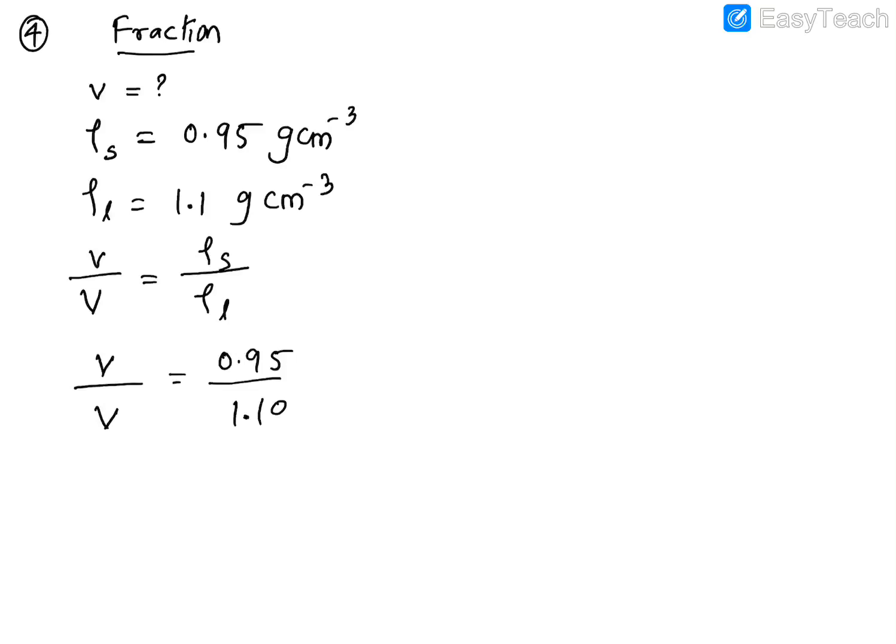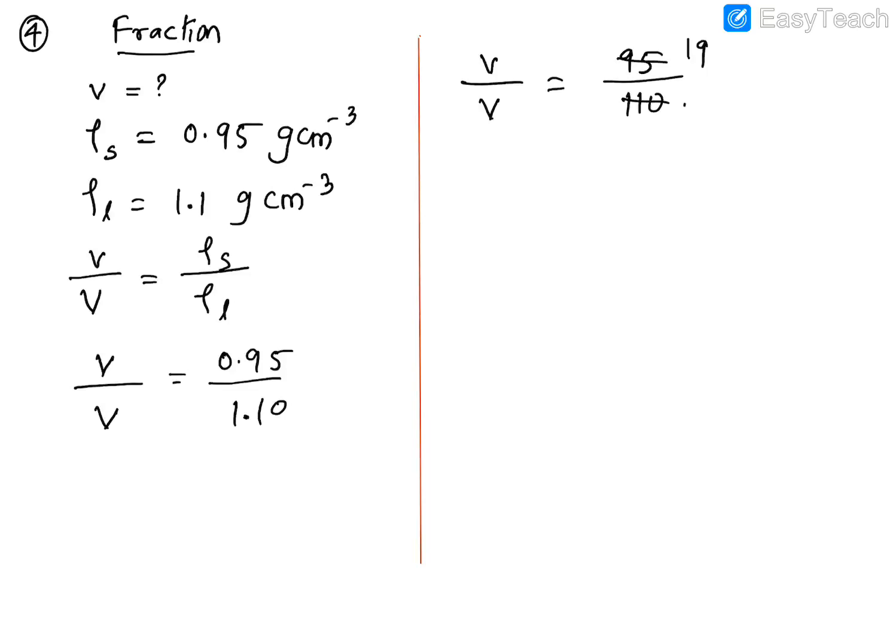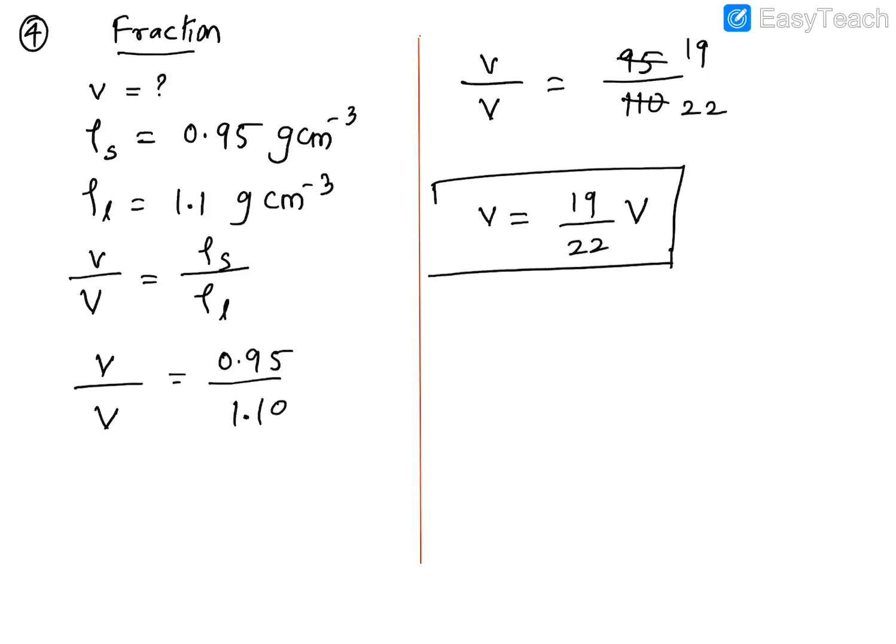Now guys, when we solve it further, okay, look here. What will we get? Small v upon capital V is equal to 95 upon 110. 5 19s are 95, 5 22s are 110. It means the volume which is submerged is 19 upon 22 of the total volume, guys. This is your final answer. They have written the answer in decimal, but you can leave it in fraction because in fact they have asked you to do it in fraction.